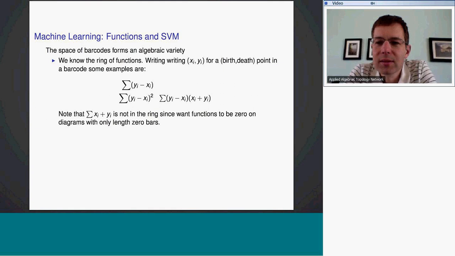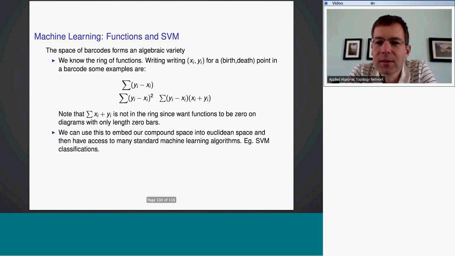So the description of this ring: X and Y are the birth and death points of a bar in a barcode, and you'll notice here that the function X plus Y is not in here, because as you take the limit to a zero-length bar, the function value has to be 0. So just some examples of what this looks like.